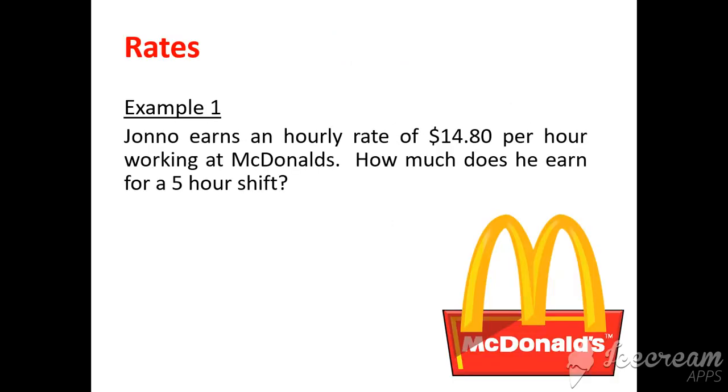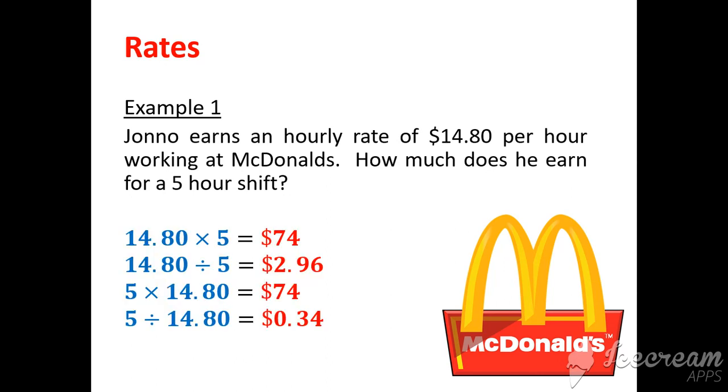Once you get far more confident, you start to understand, yeah, I know exactly what I'm doing here. All right, here's example one. Jono earns an hourly rate of $14.80 per hour working at McDonald's. That doesn't quite seem the minimum rate these days. So how much does he earn for a 5-hour shift? All right, well, here's our four possibilities. 1480 times 5, 1480 divide 5, 5 times 1480, and 5 divide 1480.